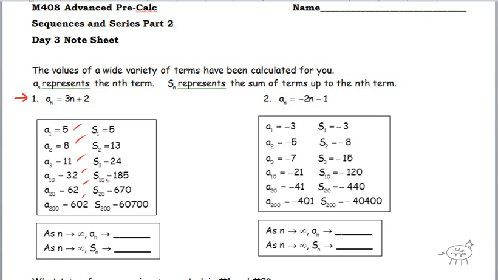So as n, that little arrow means approaches. This is kind of important. So it's getting bigger and bigger and bigger. It's approaching infinity, because you can never get to infinity. The only thing you can do is approach it.